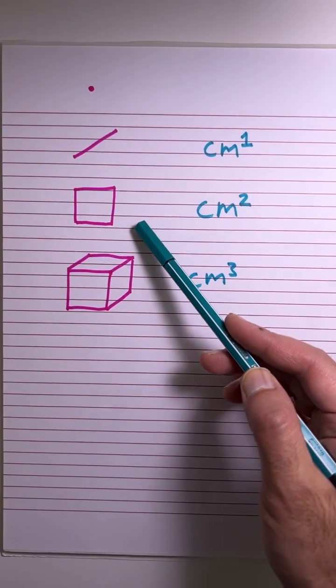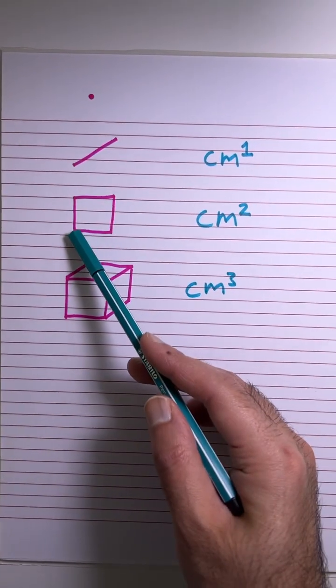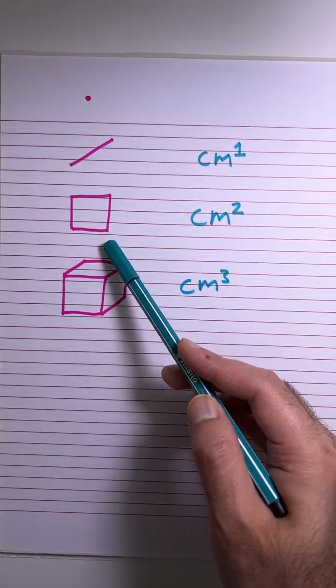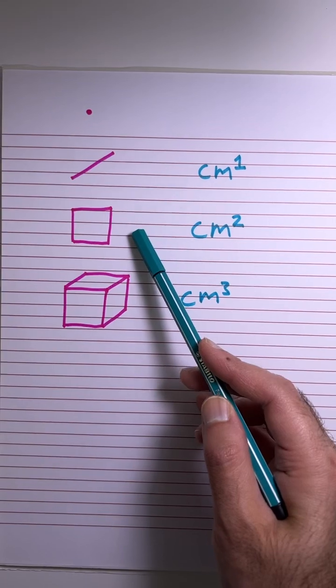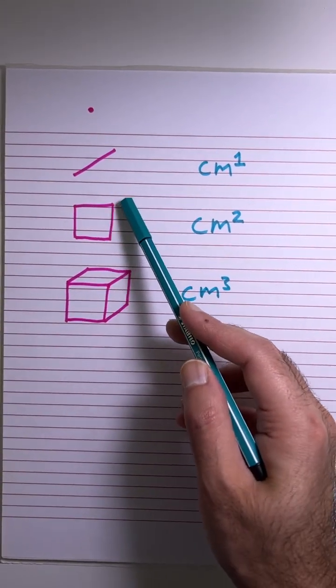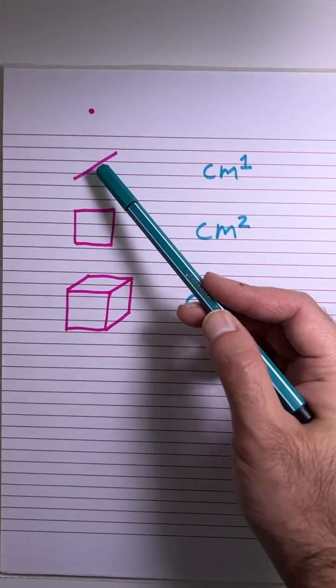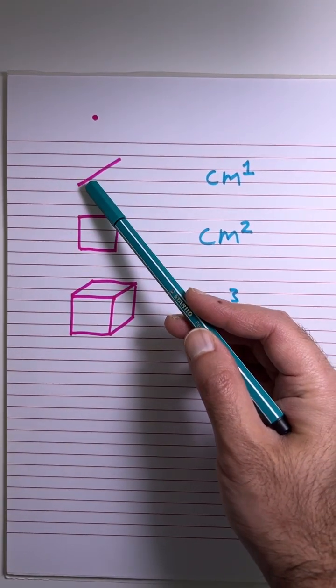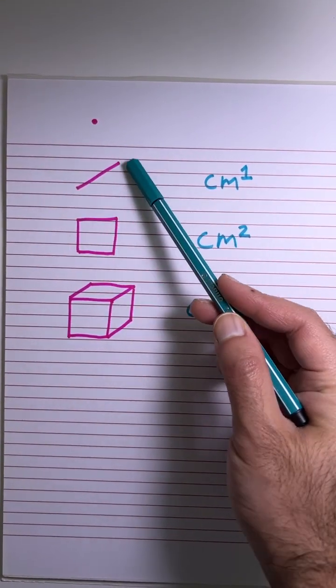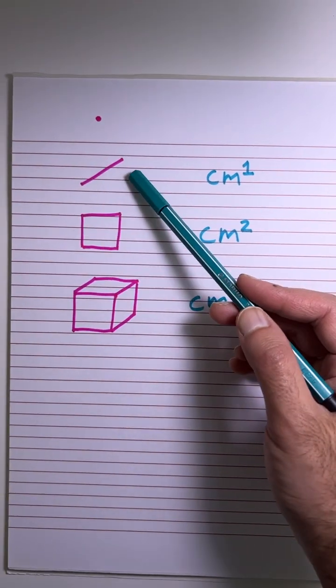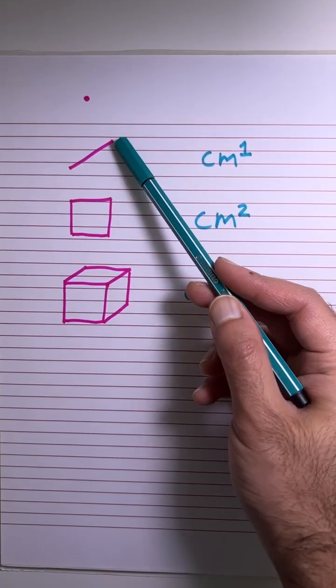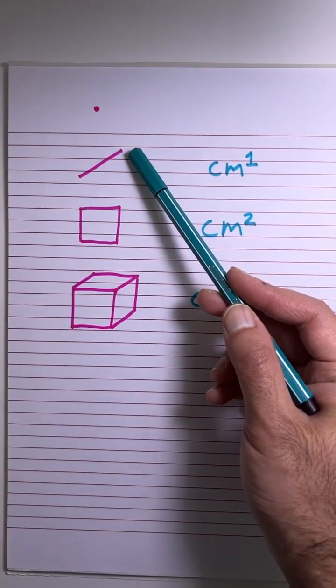A square is a two-dimensional shape because it only has a width and a height, but it doesn't have a depth. So it doesn't have a depth that you can measure, so it only has two dimensions that you can measure. A line is one-dimensional because it only has one thing that you can measure, just the length. It doesn't have a width and it doesn't have a depth. It doesn't have anything other than its length. So a line is one-dimensional.